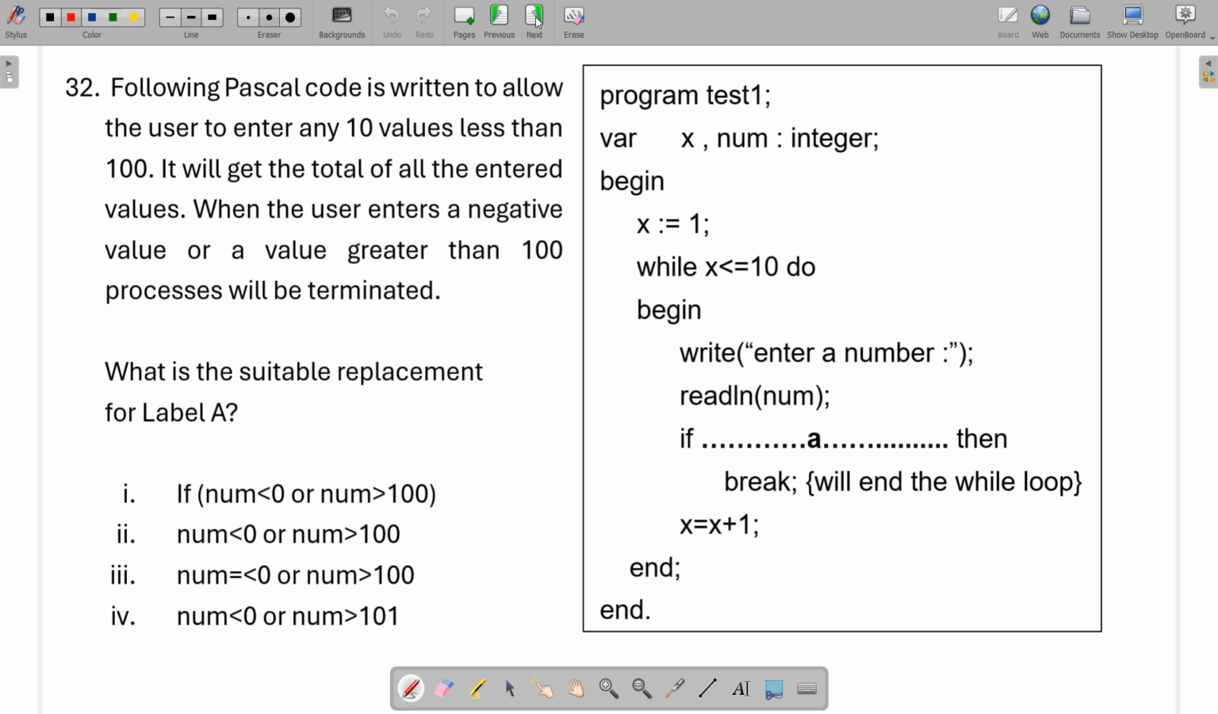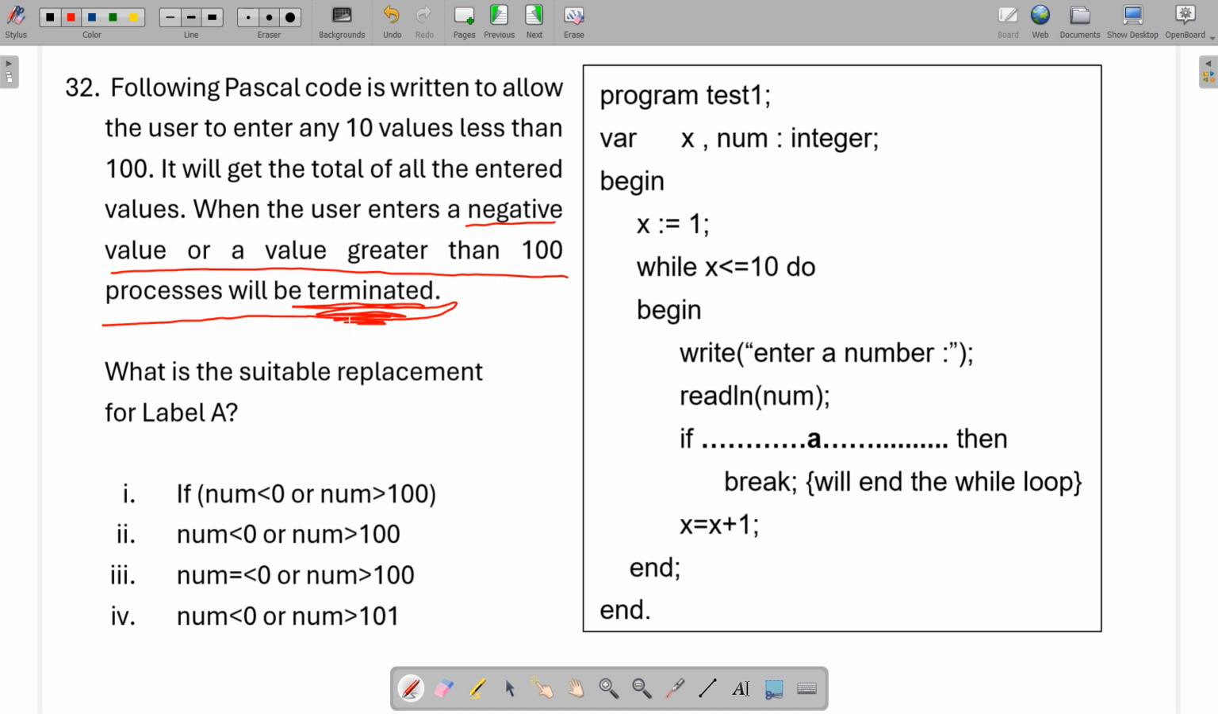Question 32. The following Pascal code is written to allow the user to enter any 10 values less than 100. It will get the total of all the entered values. When the user enters a negative value or a value greater than 100, the process will be terminated. So that's something for you to be very careful about. So the process needs to be terminated.